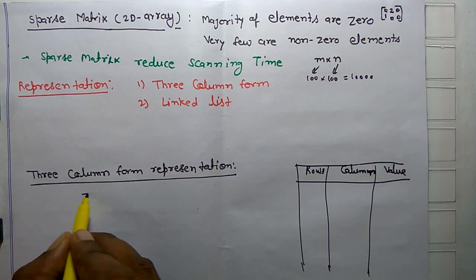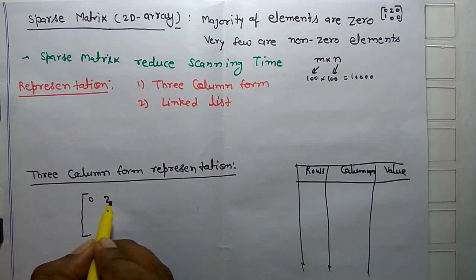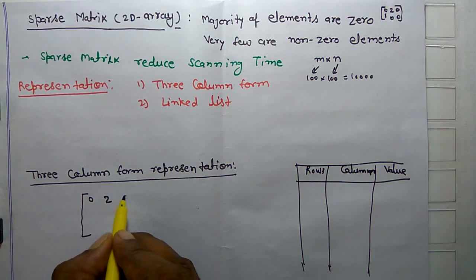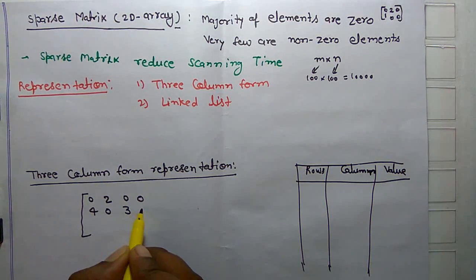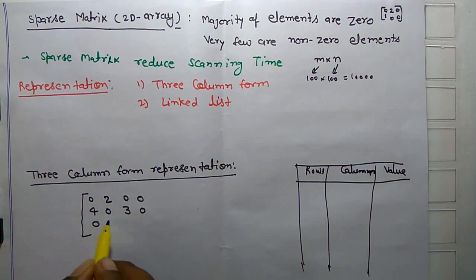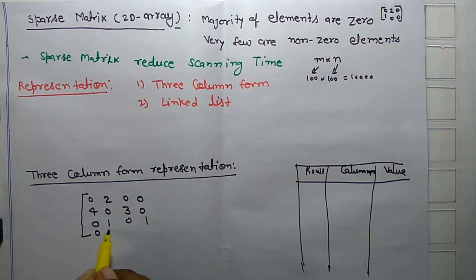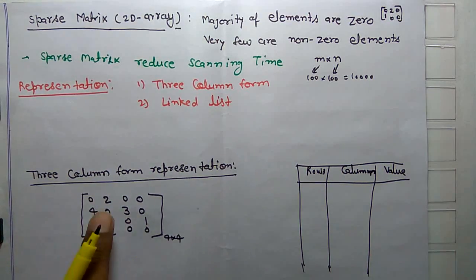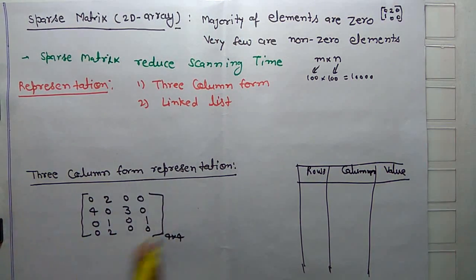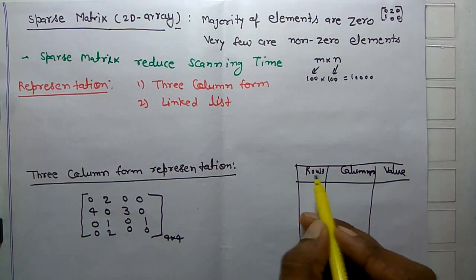So we are taking one example. This is a 4 cross 4 matrix where the values are 0, 2, 0, 0, 4, 0, 3, 0, 0, 1, 0, 1, 0, 2, 0, 0. We have to create a sparse matrix of this 4 cross 4 matrix. For that we take 3 columns: row, column and value.